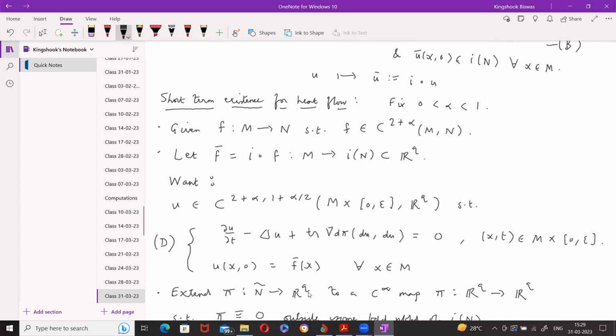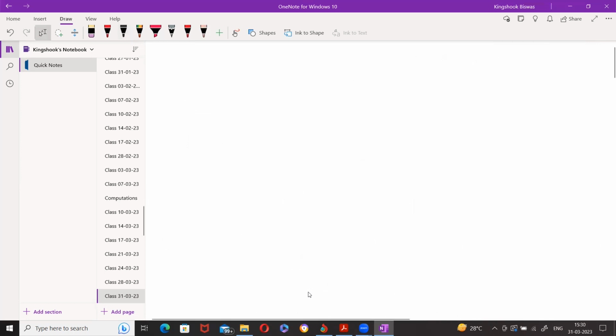But what happens to this at time 0? At time 0, this u is going to be f bar, so this du is going to be df bar. So at time 0, I can replace this by df bar. Then this becomes something which is independent of u. So I can take this to the other side, and then I will get a linear parabolic PDE, right?